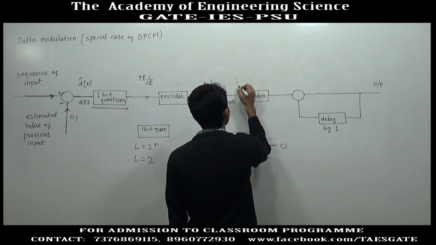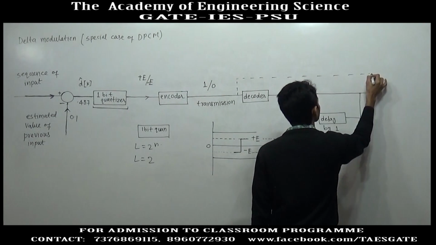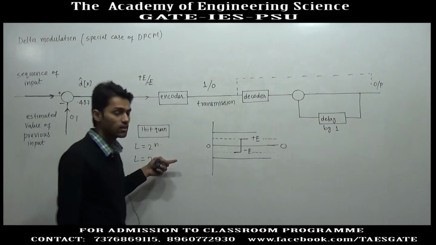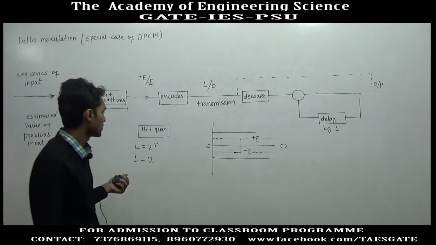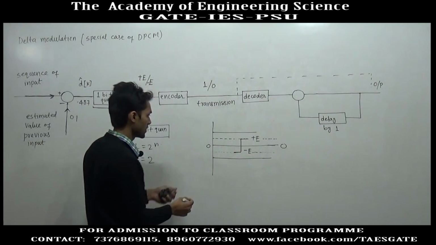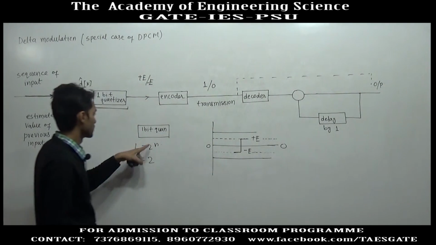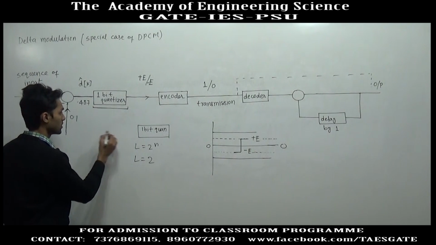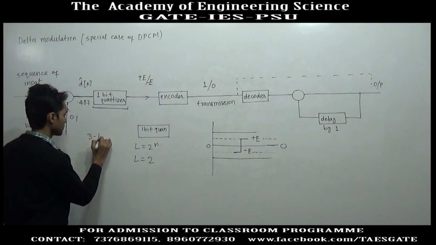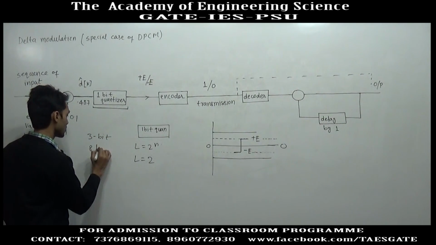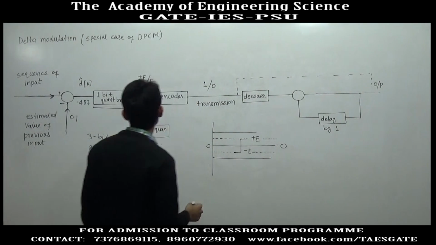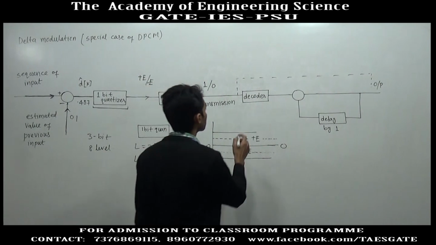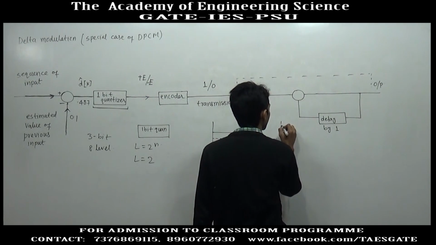This is the receiver end. We have already studied quantization in detail. So, I do not think you will have a problem in understanding the 1 bit quantizer, because in quantization we have studied the 3 bit quantizer, which has 8 levels. So, this is very easy. Okay. Now, we will study this block diagram.